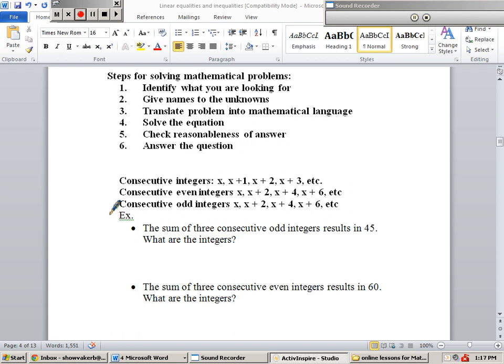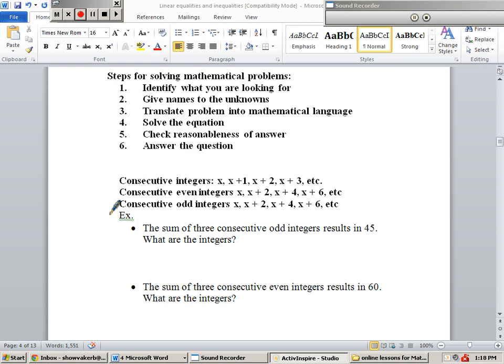And then to get to 7, I have to add 2 more, so it's x plus 2, which is x plus 4. So the formula for consecutive even integers and consecutive odd integers are the same. Don't let that confuse you. But your answers should be even or odd numbers.